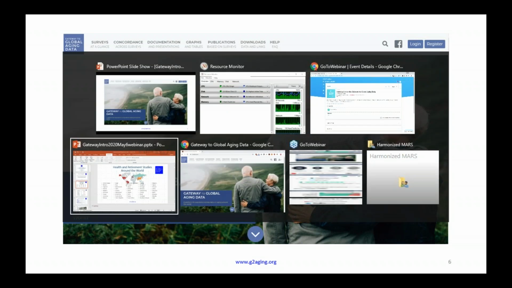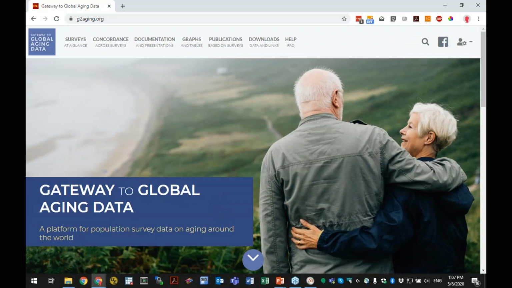I'll briefly switch over to it, and I'll do this a couple times today as I demonstrate some things on the site. As we go through the Gateway and its features, you're going to start to know a lot more also about the entire family of global health and retirement studies.